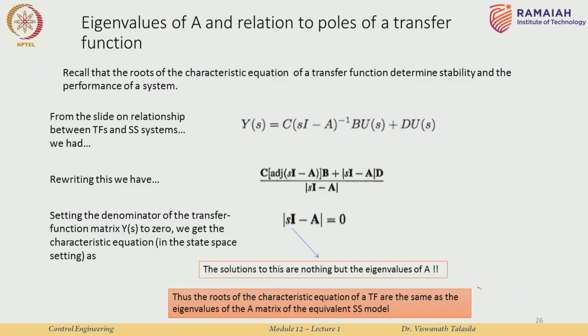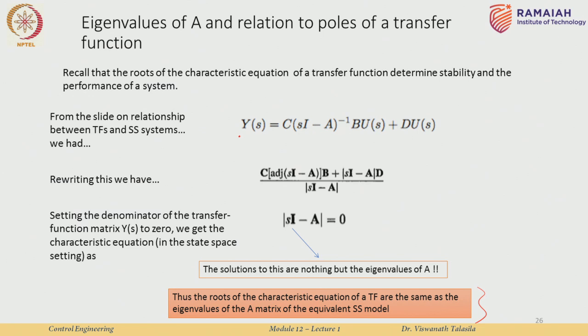It turns out, as we can conclude in this last line, the roots of the characteristic equation of a transfer function, which are the poles, are exactly the same as the eigenvalues of the A matrix of the equivalent state space model, okay. So, the derivation is fairly simple.